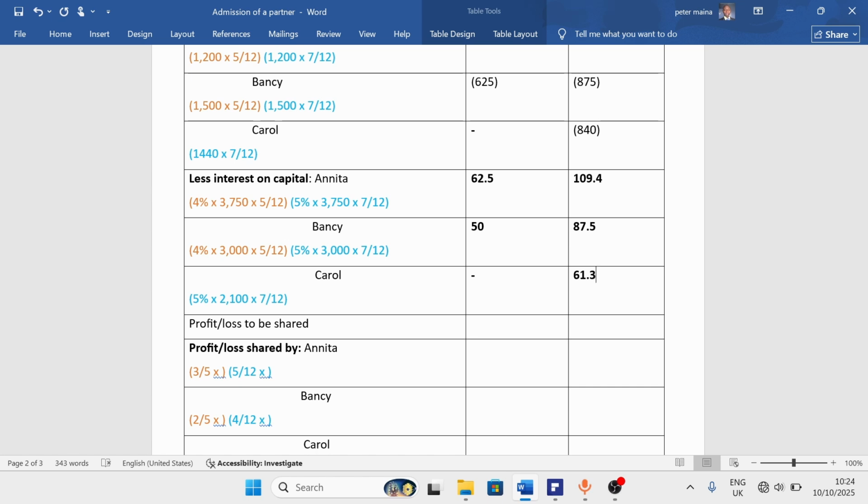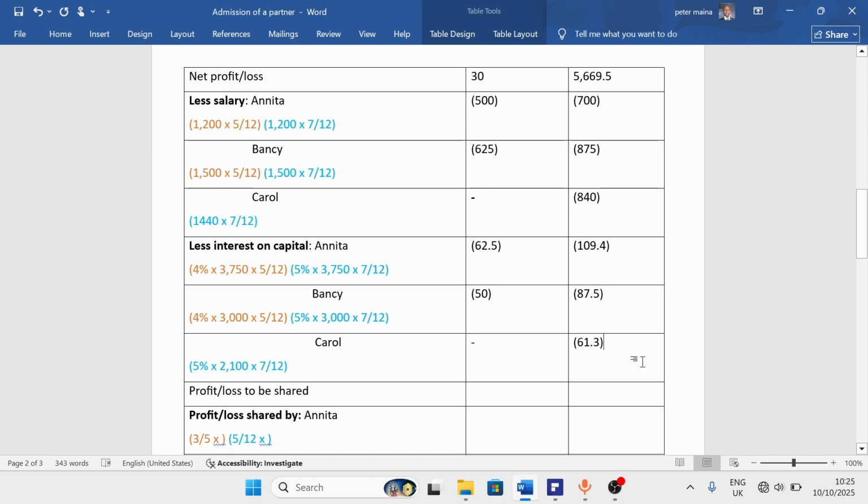And because these are going to be deducted, the interest on capital is supposed to be deducted, we are going to put them in brackets. So now that we have recorded the interest on capital, in the question we were not given any information concerning interest on drawings. So normally we are supposed to add interest on drawings, but in the question there is no point that tells us the partners charged interest on drawings. So we don't have that in the appropriation part.